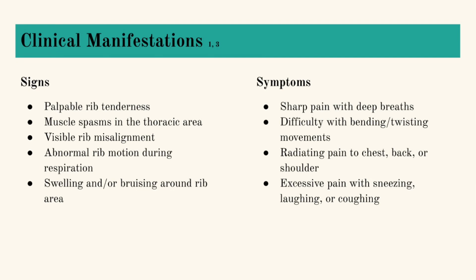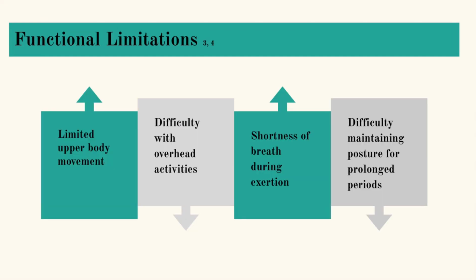And patients may experience difficulty performing activities that require bending or twisting, and pain is also increased by these movements. And then you have excessive pain that may occur with sneezing, laughing, or coughing, which is another hallmark symptom, and this can often indicate involvement of the intercostal muscles or nerves.